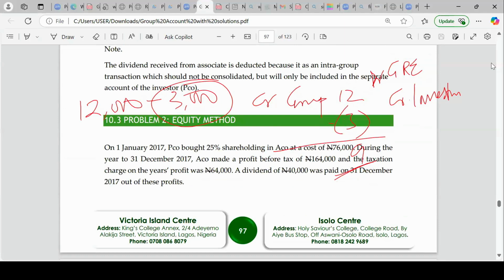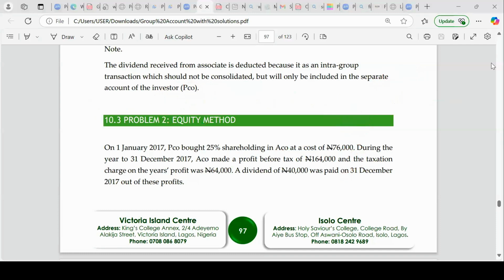Let's look at what they said we should note here. They said dividend received from associates is deducted because it is an intra-group transaction which should not be consolidated. It will only be included in the separate account of the investor. So that's another angle to look at it. You can look at it that you had earlier accrued it, and now that you have received it, it should go out. And you can also look at it from the angle of the fact that the associate, like I mentioned, is now a part of the group. So therefore, if there is a transaction between the group, like I mentioned when we started the class, all of that must be cancelled out.